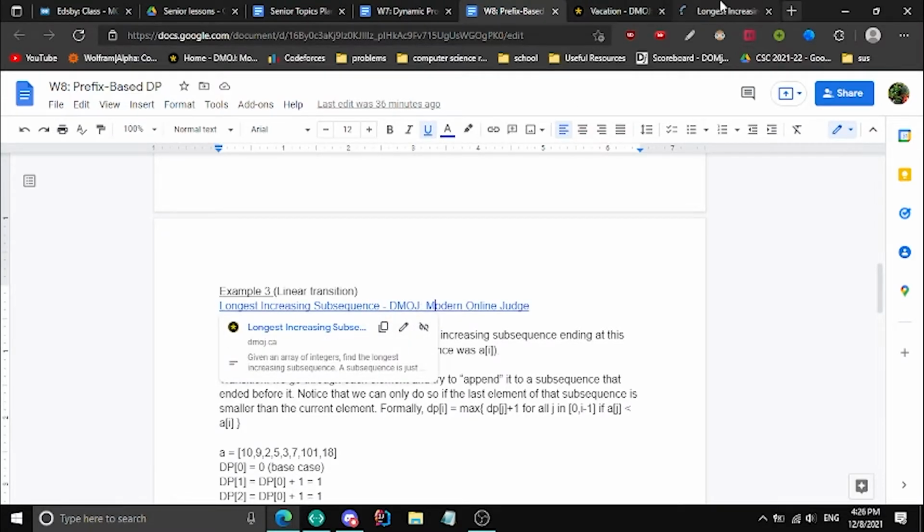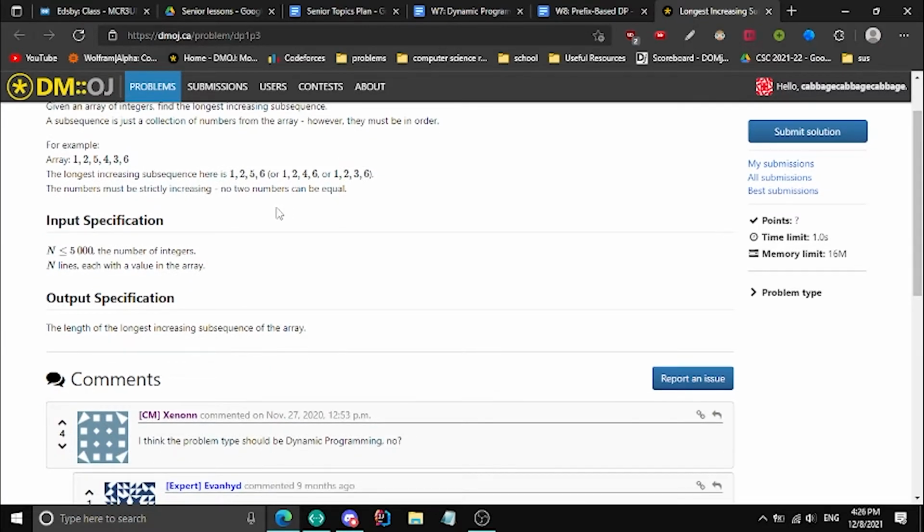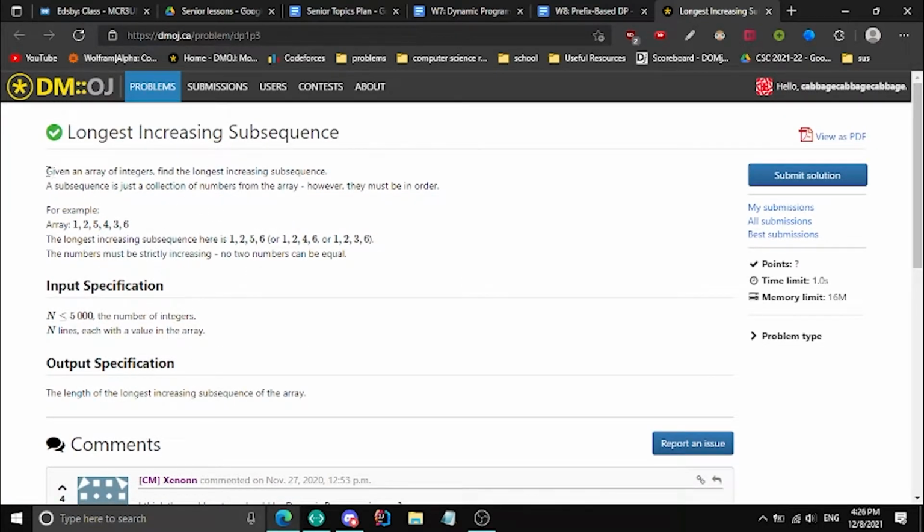And so this will be the famous or well-known longest increasing subsequence problem. And so this says, given an array of integers, find the longest increasing subsequence. A subsequence is just a collection of numbers from the array. However, they must be in order.